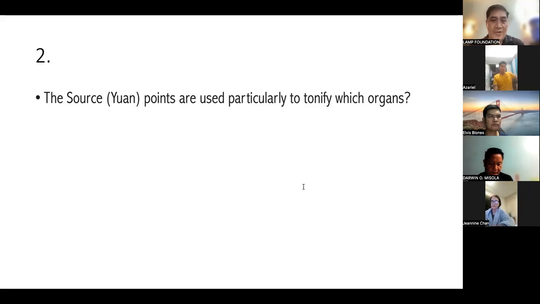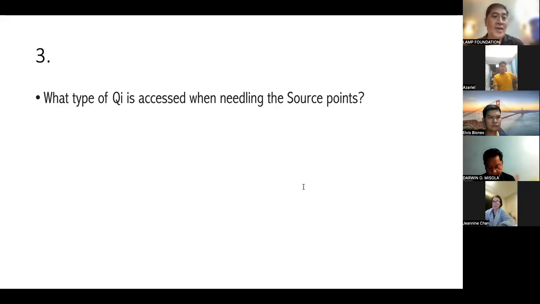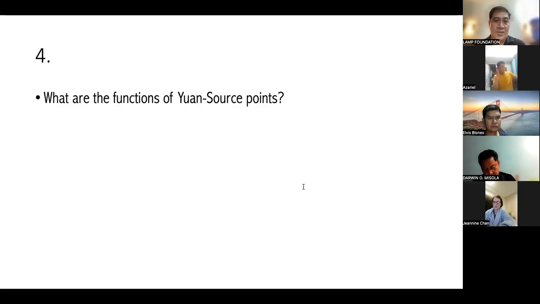Yin organs. Very good. What type of chi is accessed when needling the source points? The primordial or original chi, or Yuan chi. Okay, we have three names, no? Primordial chi, original chi, Yuan chi. Okay, the last one, what are the functions of the Yuan-Source points?